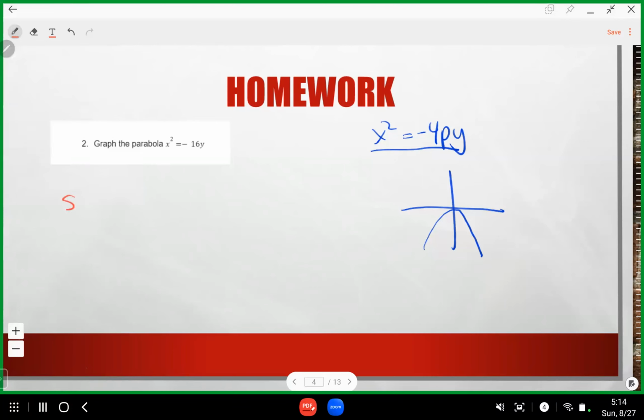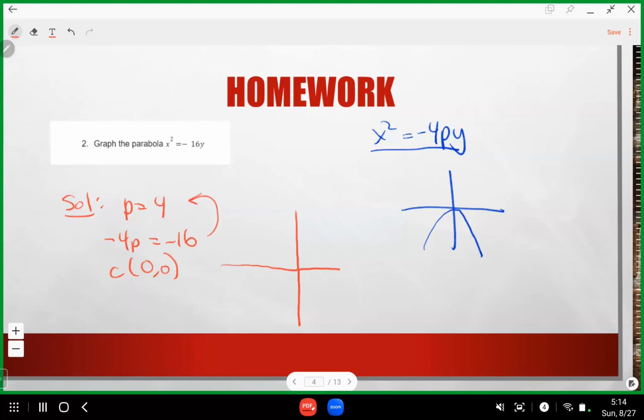So now let's actually graph this parabola. So first we have to find p, right? We find p first. So what is p? P is equal to 4, because you basically compare negative 4p is equal to negative 16, you get this, right? And the vertex, of course, is 0, 0 because that's what we learned. We didn't learn anything else. So it's 0, 0. And so the vertex is here, right?